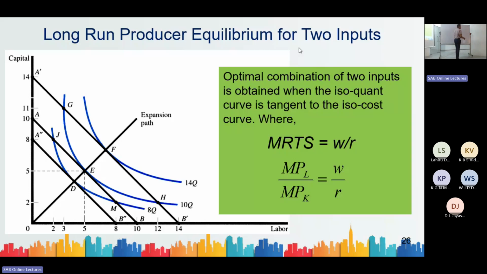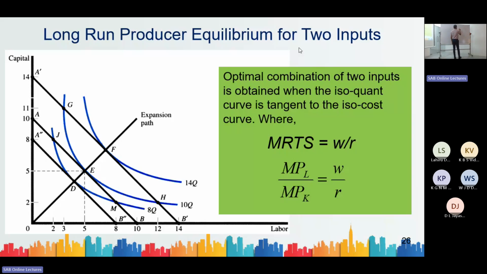When two curves are tangent to each other, their slopes become equal. So what is the technical name that we give for the slope of the isoquant curve? That is marginal rate of technical substitution. And what is the technical name we can give for the slope of an isocost curve? That is the input price ratio, which is W over R.